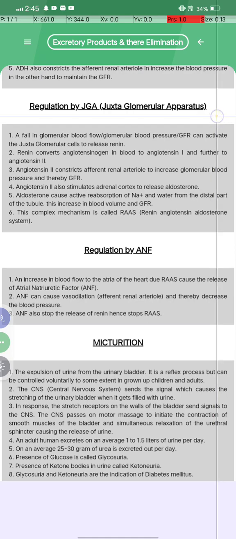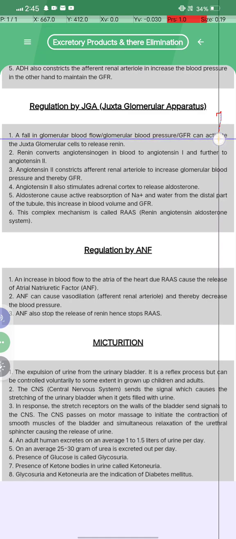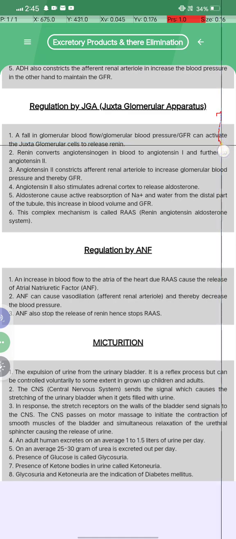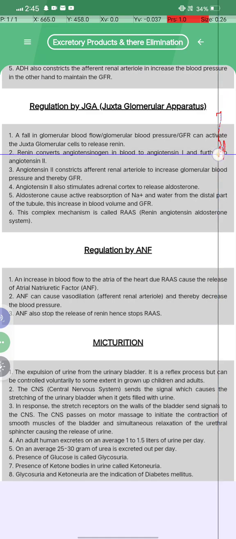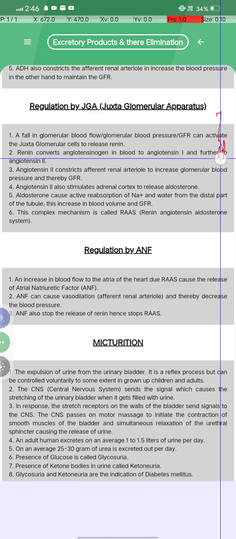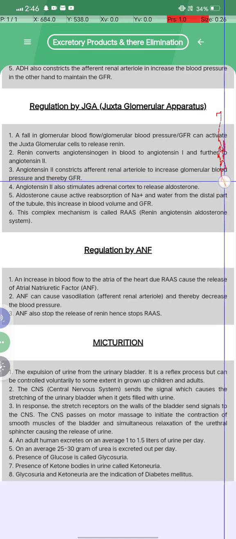Regulation by the JGA, that is, the juxtaglomerular apparatus. A fall in glomerular blood flow, glomerular blood pressure, or GFR can activate the juxtaglomerular cells to release renin. Renin converts angiotensinogen into angiotensin first, and further into angiotensin second. Angiotensin second constricts the afferent renal arteriole to increase the glomerular blood pressure and thereby the GFR.